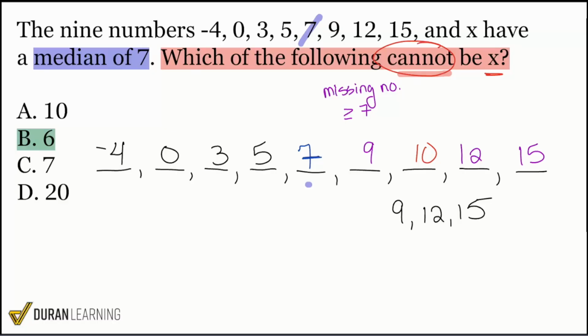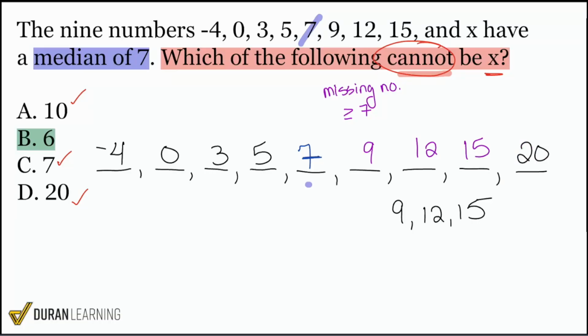It would work. The median is still 7. I can also use 7, just like I showed you earlier. So that works, that works. 20 would also work. I can move the 12 over here, 15 over there, and I could put the 20 right there. It would still work.